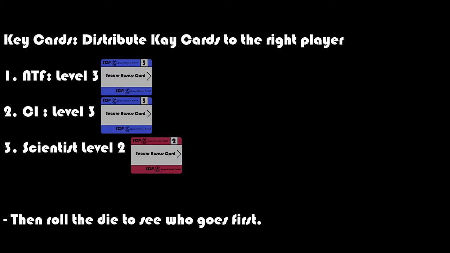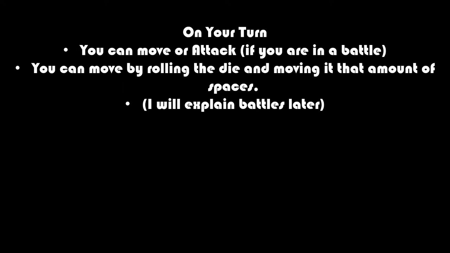Distribute the right key cards to the right players. The Nine-Tailed Fox will receive level 3. The Chaos Insurgent will receive level 3. And the Scientist will receive level 2.